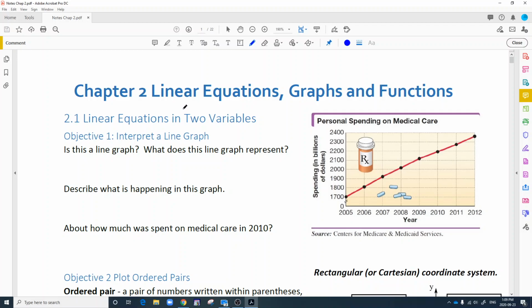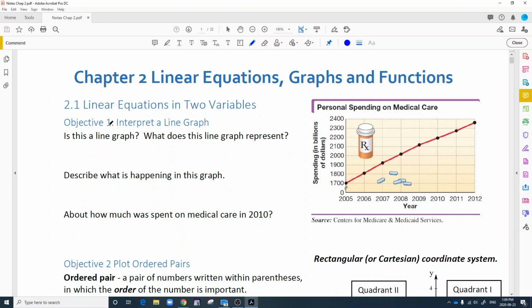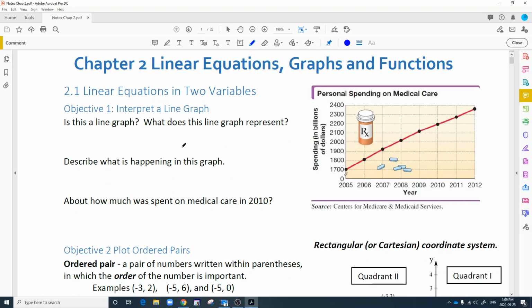Chapter 2. So we're still in the realm of linear equations, but we're going to move in towards more graphing and functions. So 2.1 is we're going to move from linear equations in one variable into linear equations in two variables. So the first thing we want to look at is what does it look like when you have a linear equation in two variables?